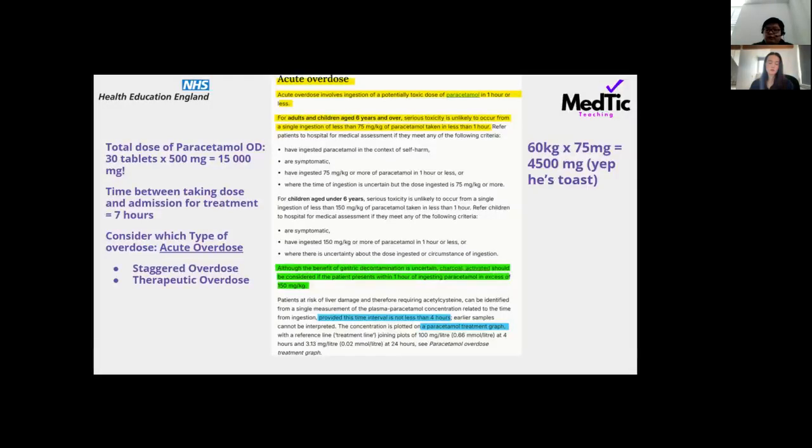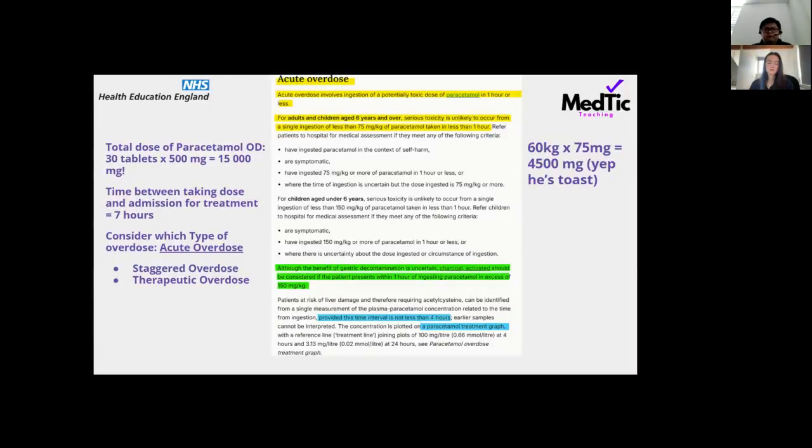So let's look at the BNF's criteria for the acute overdose now that we have established that it is an acute overdose. He is definitely not doing so good as he fits the criteria of ingesting more than the safe amount in one go, which is 4,500 milligrams. Pretty much his body is toast at this point. So that leaves us the question of what we can do for him.